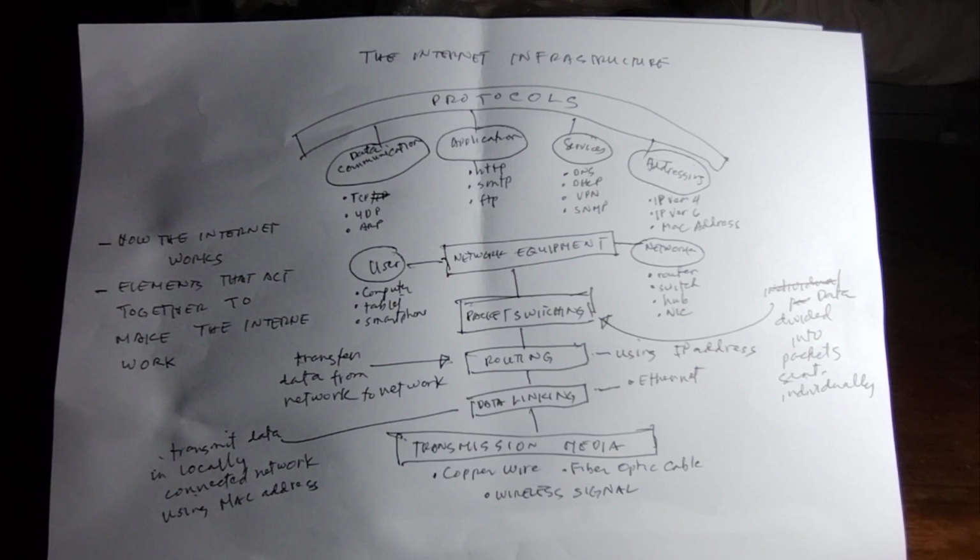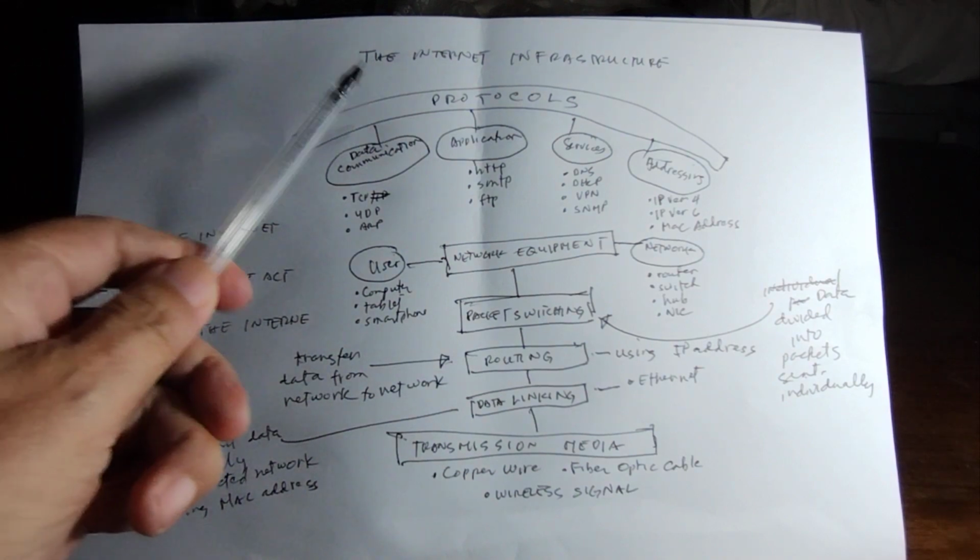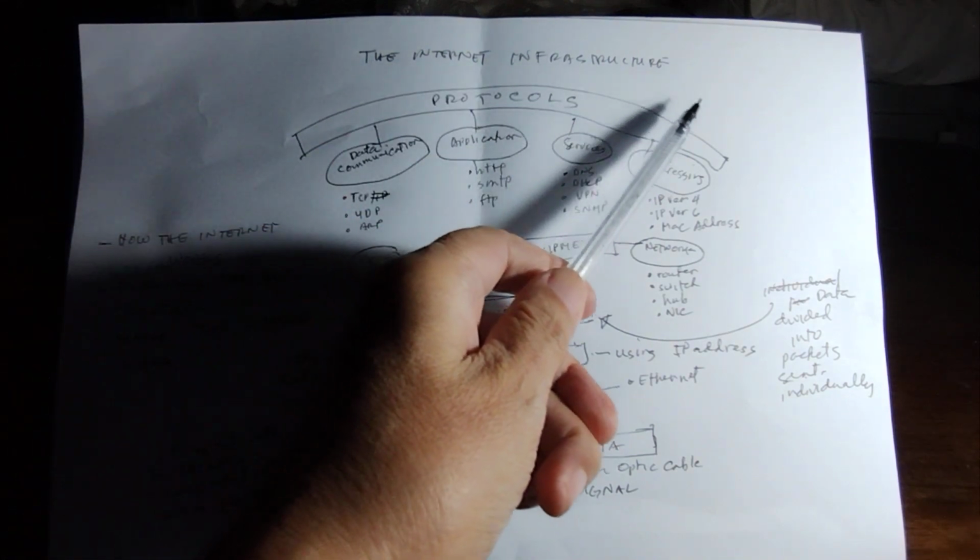Okay, so you're still here at the Tech Nuggets YouTube channel, and what you're seeing now is a diagram that I prepared to show how the internet works, the elements that talk together to make the internet work, or the internet infrastructure.